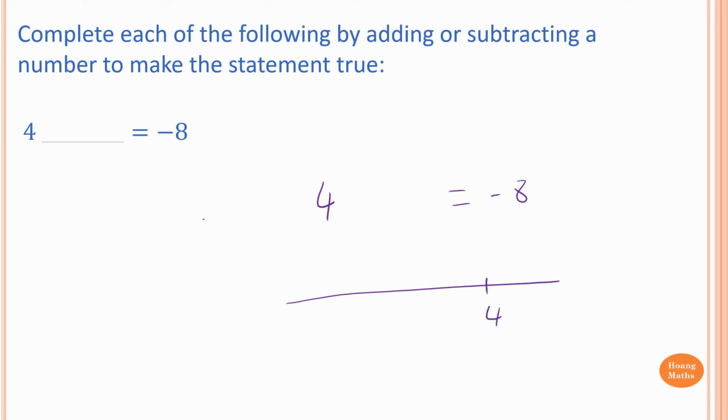So we start from 4. If you go to the left 4 units, that will give you 0, right? So you minus 4. And to get to -8, you move another 8 units, so minus 8. So we move 4 and another 8, which is 12. So that means you minus 12. So minus 12 to give me -8.